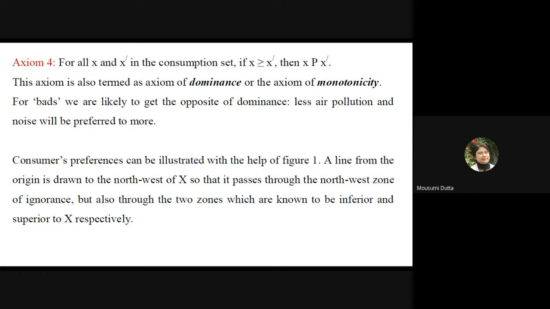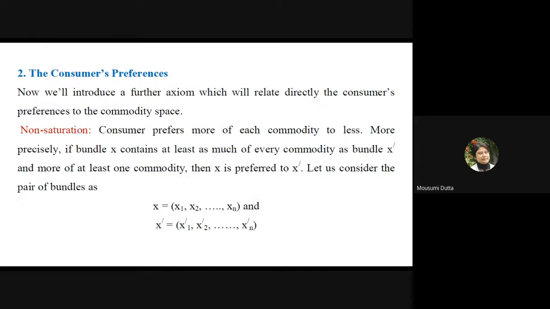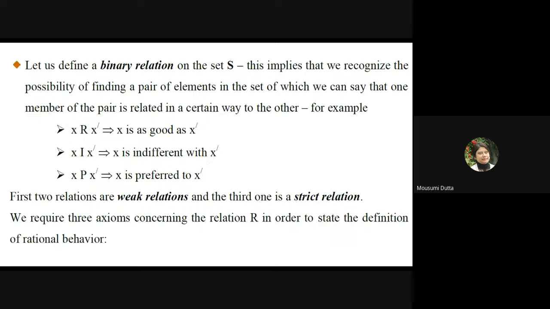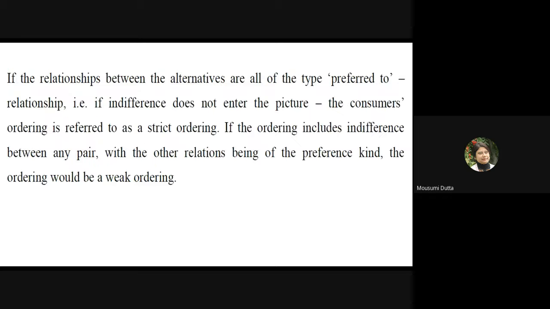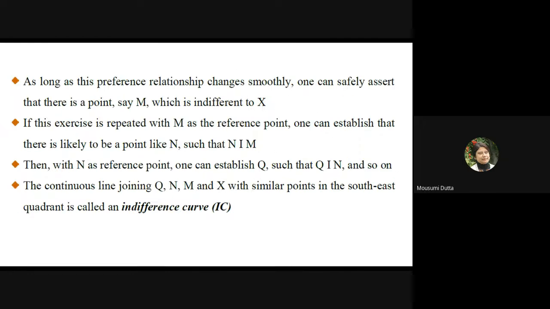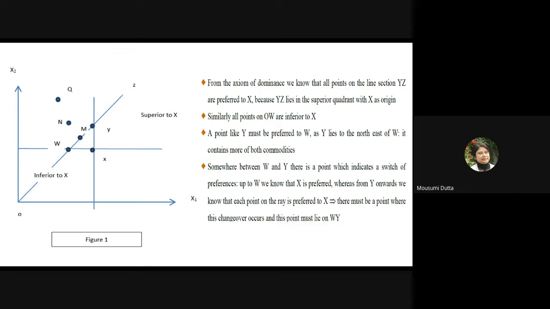So last day I completed, on the basis of the different axioms, how we derived the indifference curve, and we stopped here. We consider the commodity space where we consider the two commodity world, and as I mentioned, when I'm considering a two commodity world, X2 can be considered as all other commodities as well. So it is not simply a two commodity world, it can be considered in this way too.